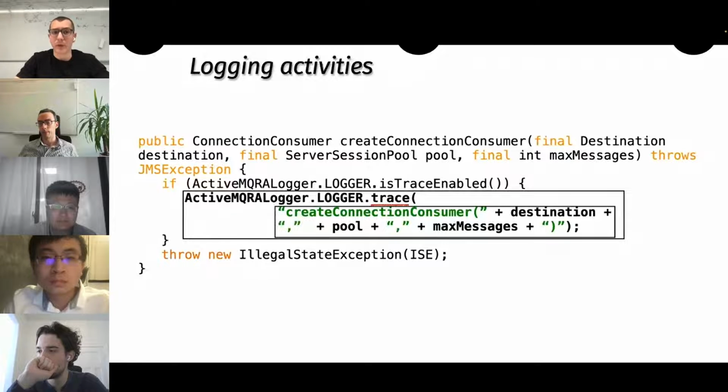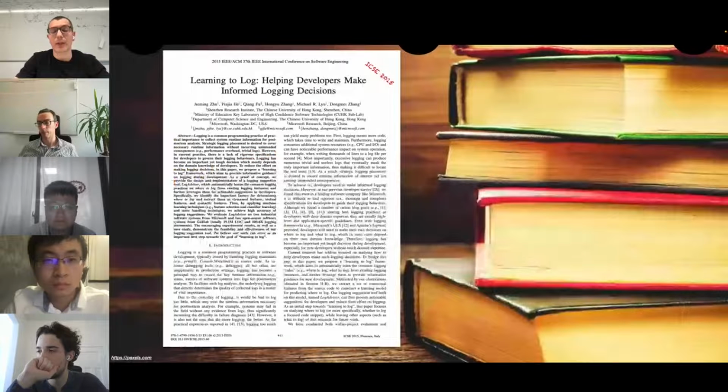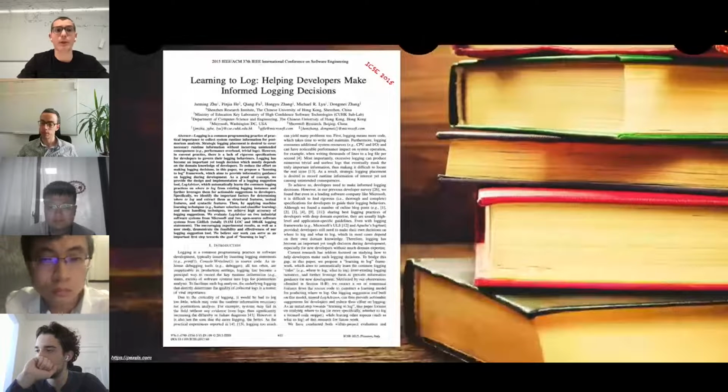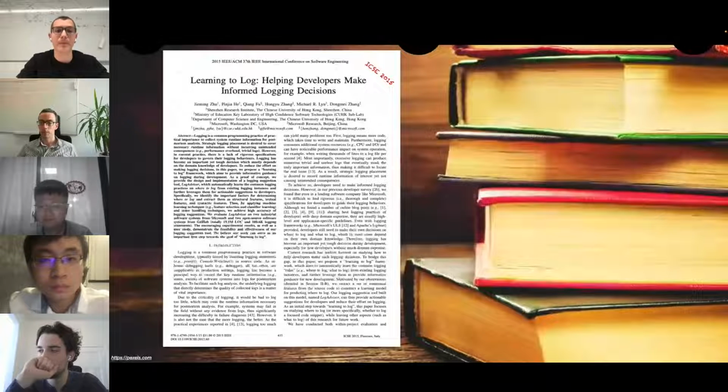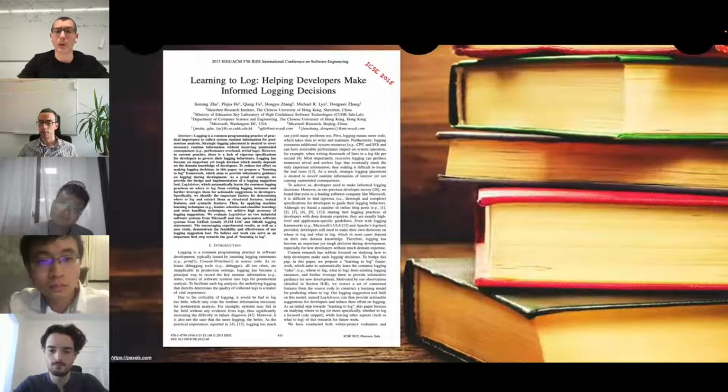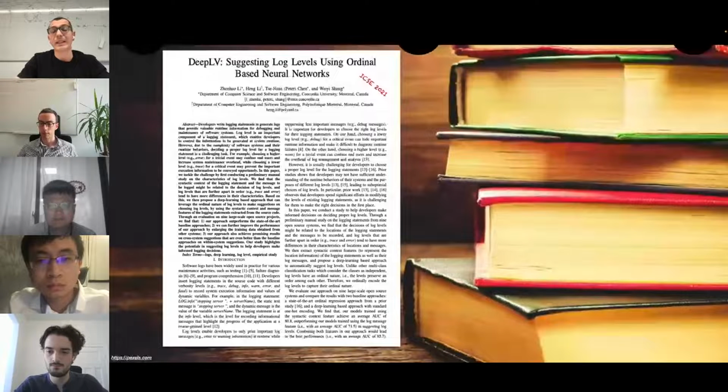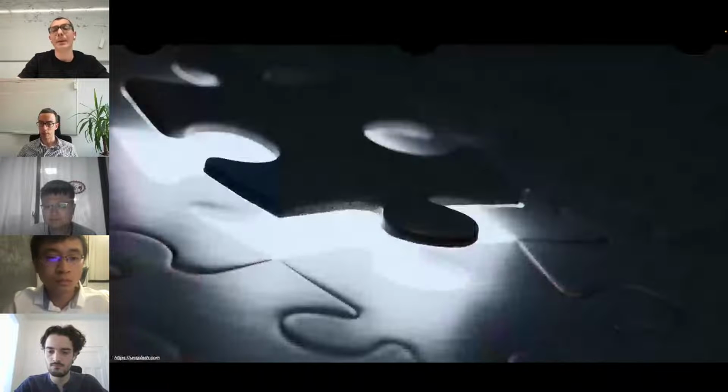In order to support developers during these 3 different logging activities, researchers have presented several approaches. For example, LogAdvisor is one of these approaches, which can support developers by suggesting where to add a log statement. And recently, Li and colleagues presented a neural model, in this case DeepLV, that can fix and suggest already typed log levels. However, these approaches can be seen as complementary because they can only take care of one specific logging activity at a time.